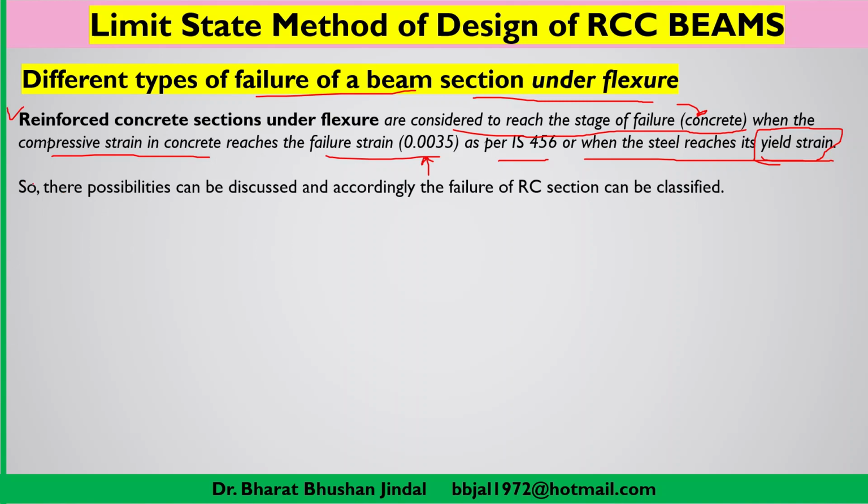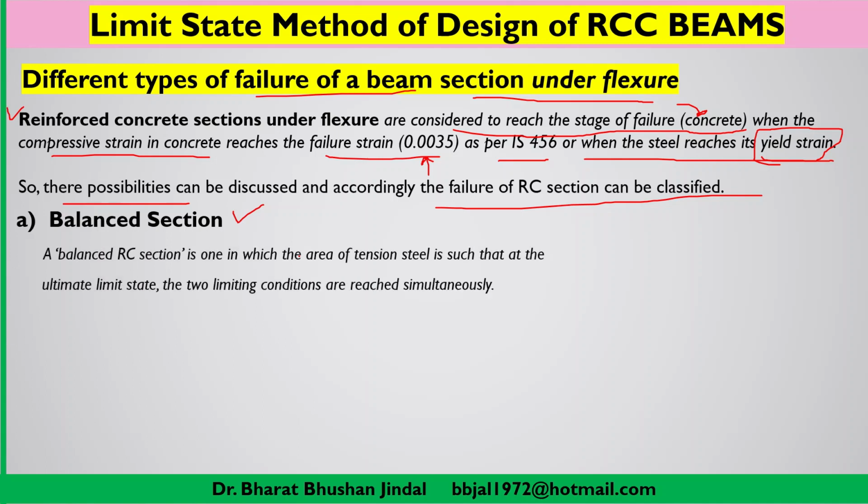Three possibilities we can discuss here according to the failure of an RCC section, which can be classified. The very first is the balanced section. Now what is the meaning of a balanced section? Let us understand it more effectively. A balanced RC section is one in which the area of steel, that means the tension reinforcement you have provided in the section, is such that at the ultimate limit state, the two limiting conditions are reached simultaneously.